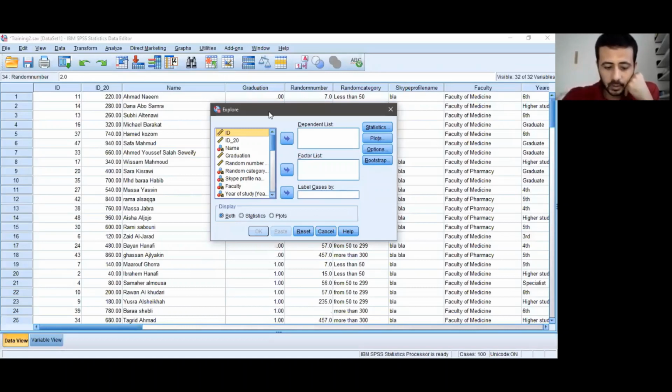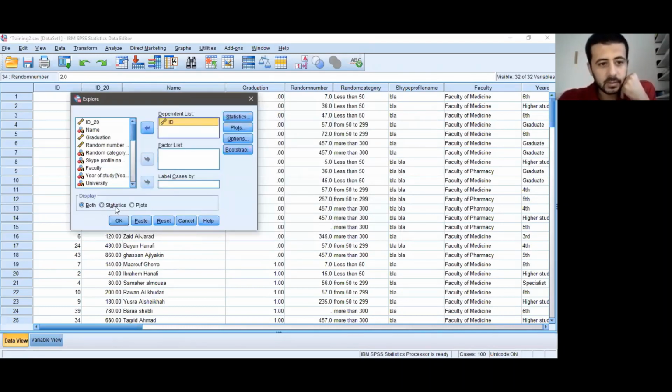Okay, this is a new way to reach that analysis. What is the variable I need to test? I will test the ID. I need to see the statistics and the plots, because I will check the normal distribution. I can look at it in a histogram and see if it is normally distributed, and I can use tests to tell me if the data is actually normally distributed. So I will take both.